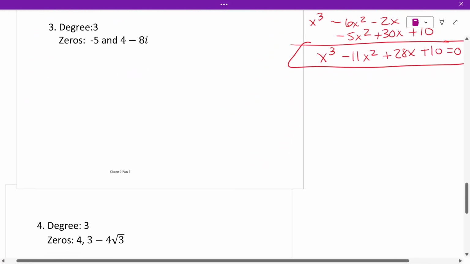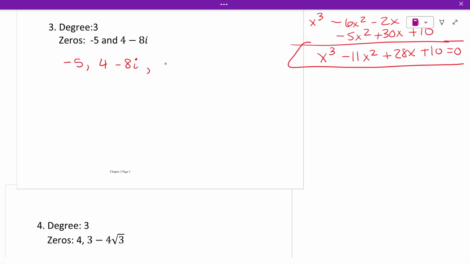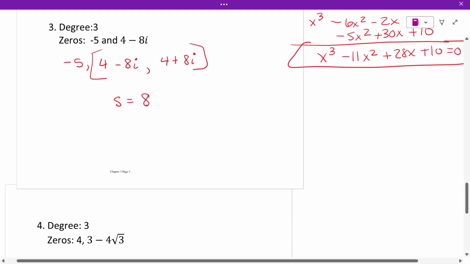All right. This one. What are our roots? Well, they're negative 5, 4 minus 8i, and what's our last root? 4 plus 8i. So we look at these two. What are their sums? 4 plus 8i plus 4 minus 8i. Just plain and simple 8.